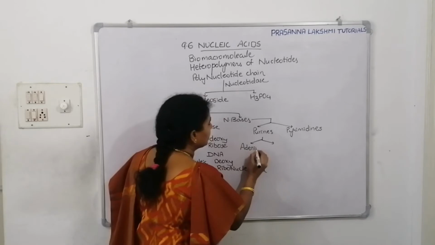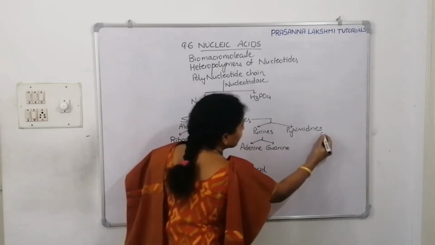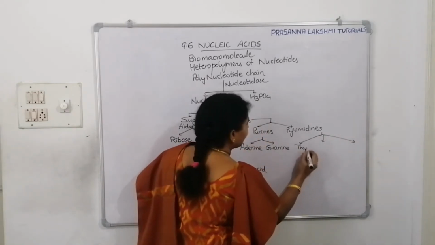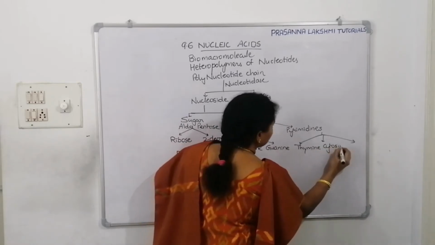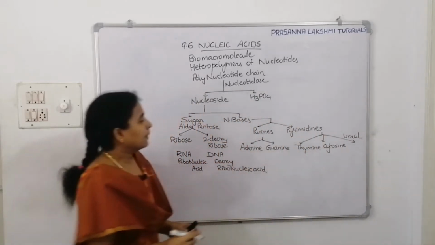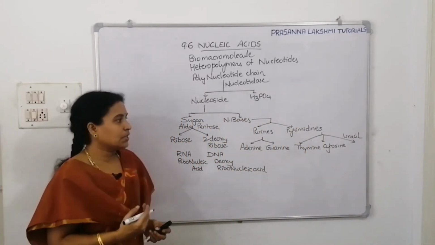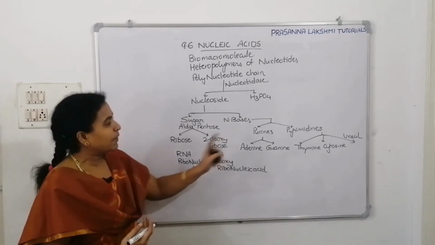Now, purines are of two types called adenine and guanine. And pyrimidines are of three types called thymine, cytosine, and I wrote it on the top, uracil. So, adenine and guanine are examples of purines. Thymine, cytosine, uracil are examples of pyrimidines.